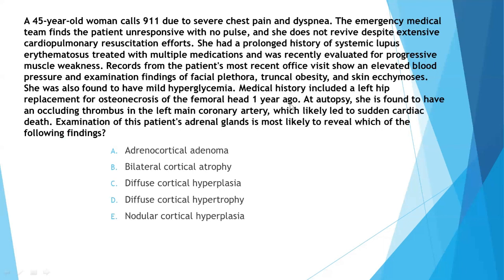The medical history included a cleft lip and a left hip replacement for osteonecrosis of the femoral head 1 year ago. At autopsy, she is found to have an occluding thrombus in the left main coronary artery, which likely led to sudden cardiac death. Now, examination will reveal what? Adrenal cortical adenoma, bilateral cortical atrophy, diffuse cortical hyperplasia, diffuse cortical hypertrophy, or nodular cortical hyperplasia. So what do you think is the answer? Just pause the video and ask yourself.